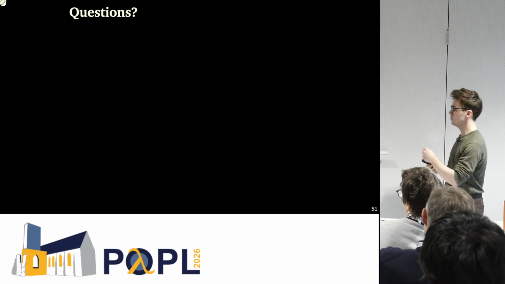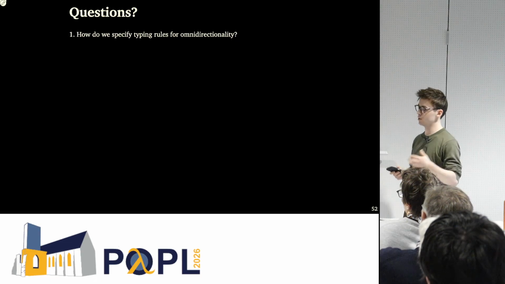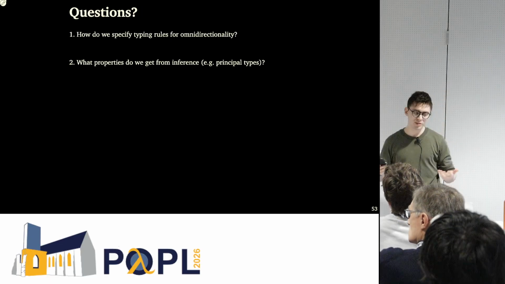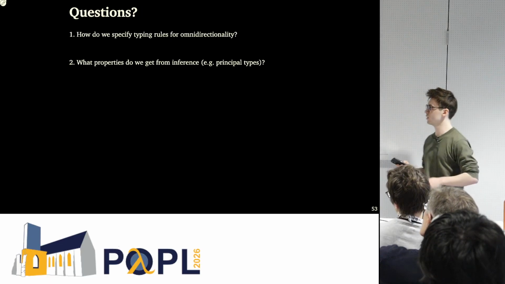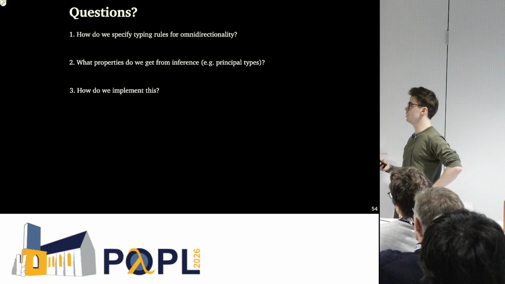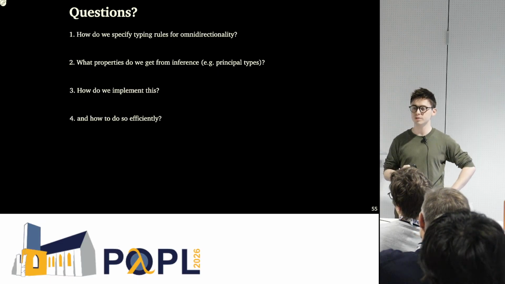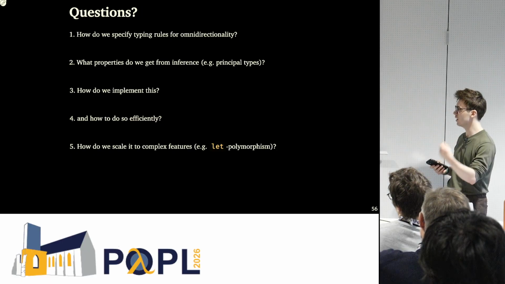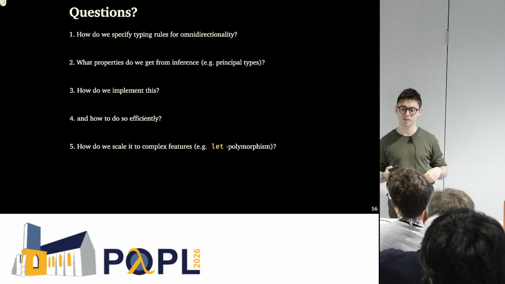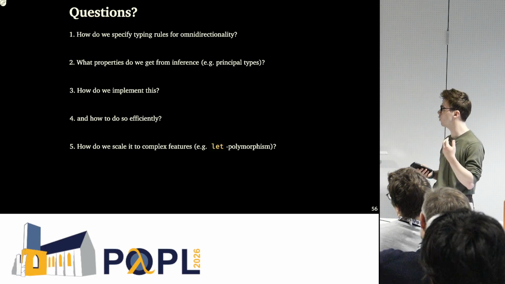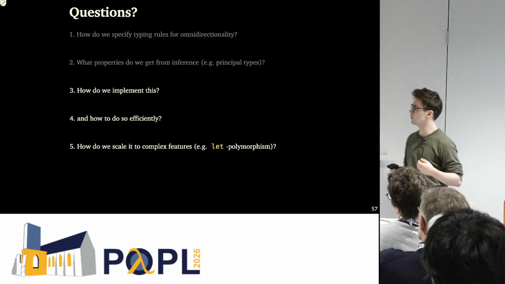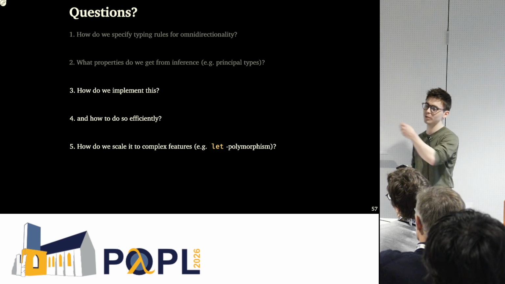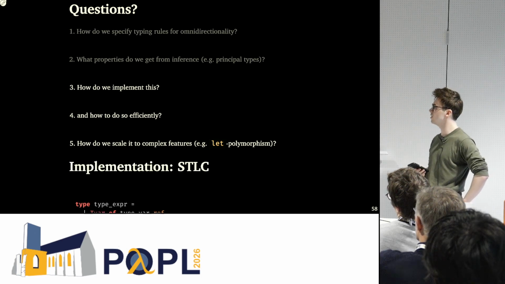And so the questions we might have about this approach are: how do we specify the typing rules for omnidirectionality? What properties might we expect from omnidirectional type inference? How do we even implement this? And how to do so efficiently? And how can we scale it to more complex features like let polymorphism, static overloading, higher-rank polymorphism, and more? And so in this talk, I'll be mainly answering the latter three questions, but you can find the answer to all of these in our paper.